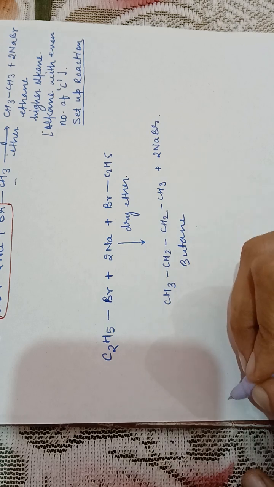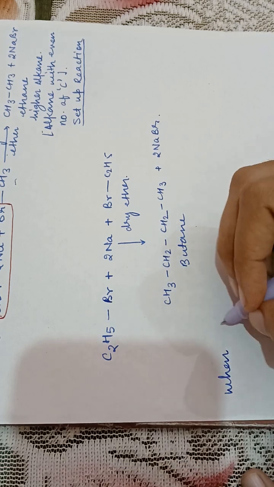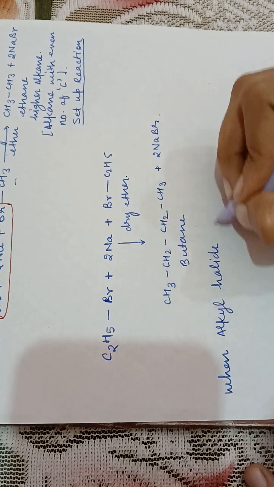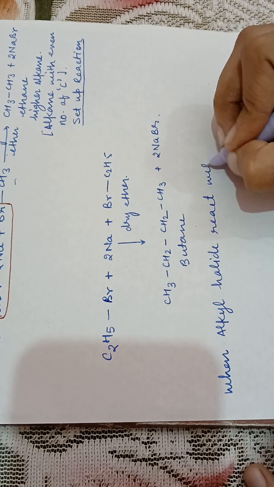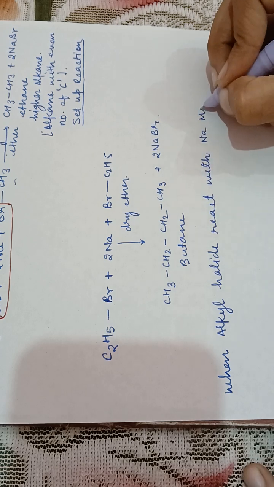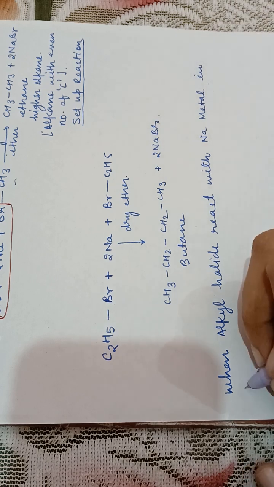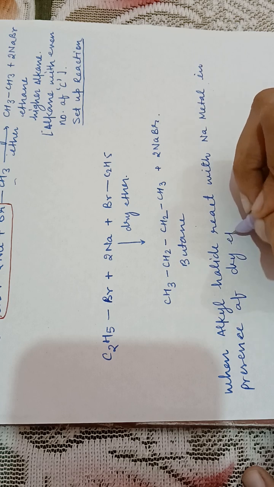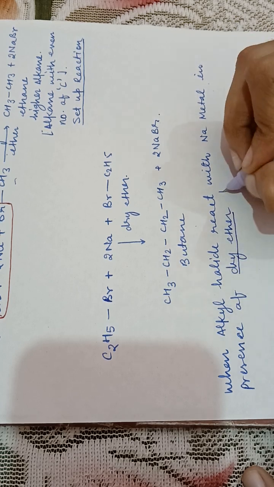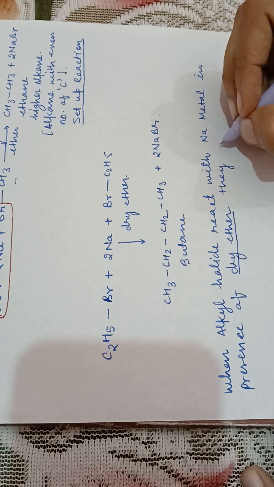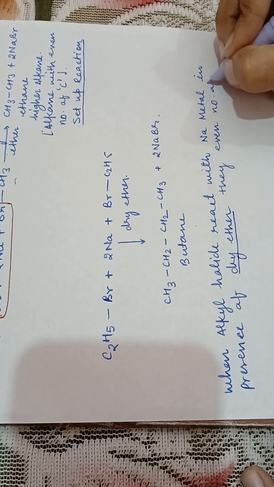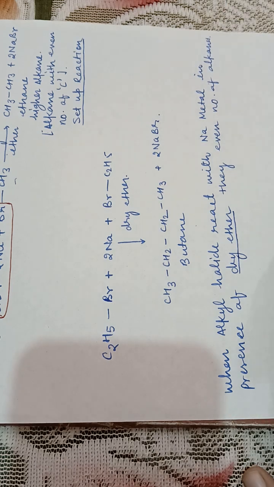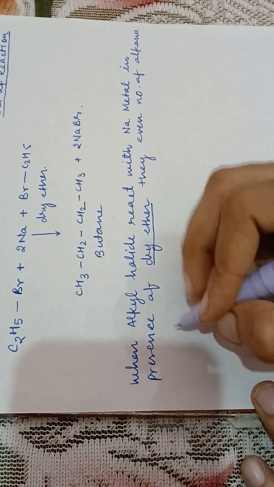So we can say that when alkyl halide reacts with sodium metal in presence of dry ether, they form even number alkanes. Even number alkanes. Why are we using dry ether?